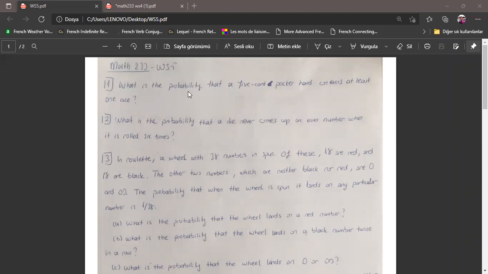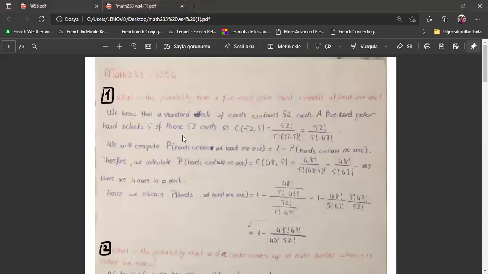Let's start with the first one. We will compute the probability that a 5-card poker hand contains at least one ace. In how many ways can we select these 5 cards from this deck? A deck has 52 cards. You should know that. So how many ways can we choose these 5 cards? It's given by this combination, 52 choose 5.